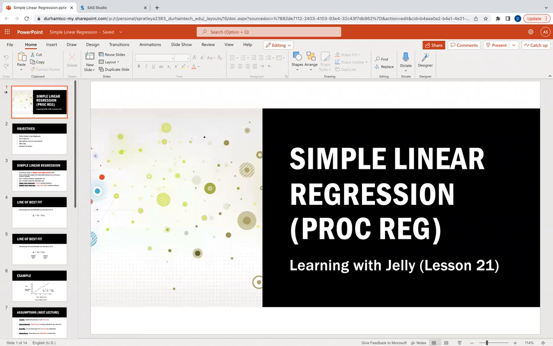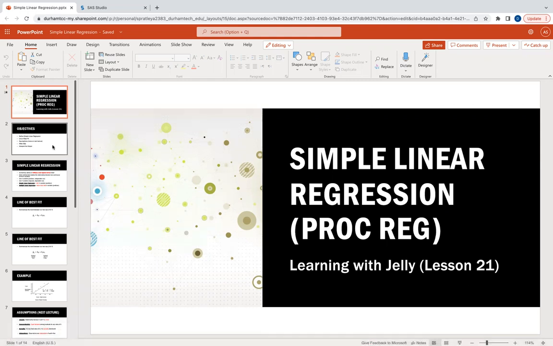Today, we're on lesson 21, and we're going to talk about simple linear regression using PROC REG in SAS. We're going to go over the assumptions of linear regression in another video, as well as multiple linear regression in another video. But this is going to lay the groundwork for our first simple model in SAS.